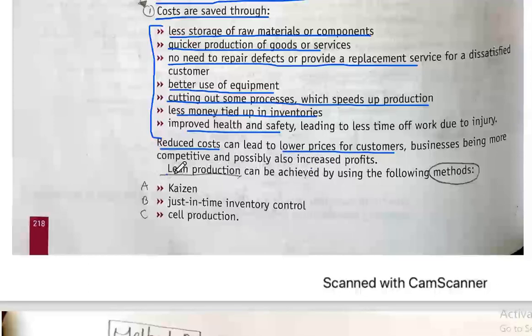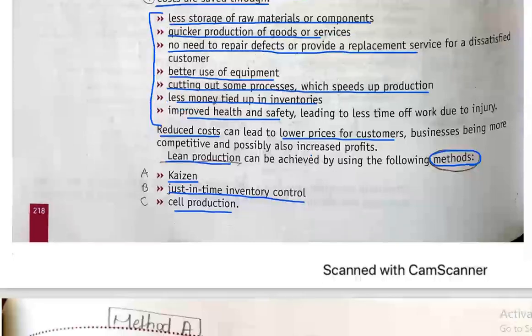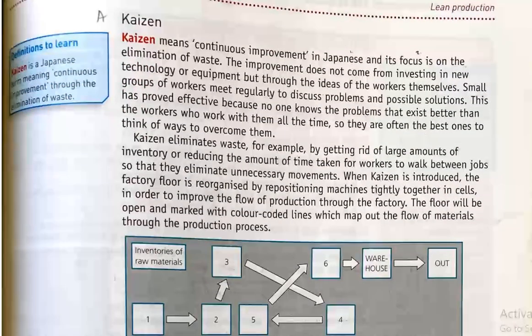So lean production can be achieved using the following methods. We have 3 methods. We have the Kaizen method, we have just-in-time inventory control, and we have cell production. And we're going to explain each and every method. Method A, which is the Kaizen method. So what is the Kaizen method? Kaizen is a Japanese term that means continuous improvement through the elimination of waste. So Kaizen is the first method for lean production. So we said that Kaizen means continuous improvement. Its focus is on the elimination of waste.